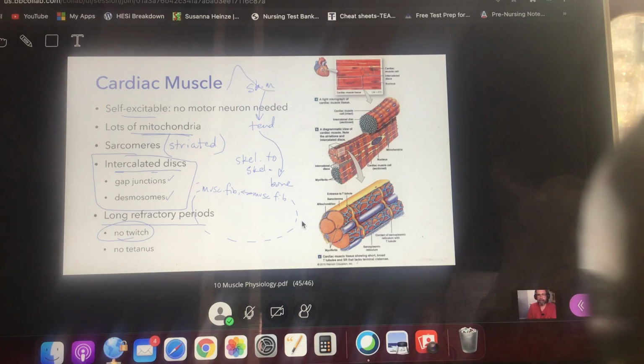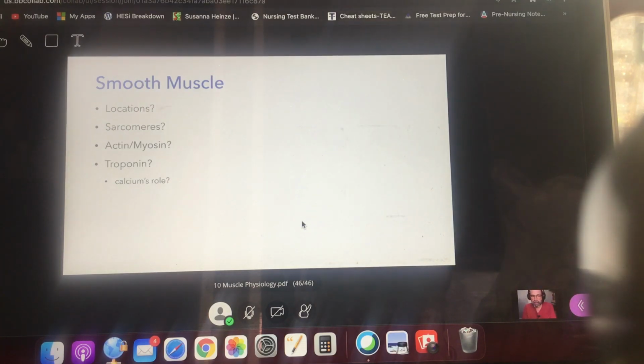You get a quick twitch and it lasts maybe 1 millisecond. Cardiac muscle is going to look like this, and it's going to sustain, and then it's going to drop down, and the whole thing lasts like 300 milliseconds. So it doesn't do summation, no tetanus, no twitch, very different physiologically.